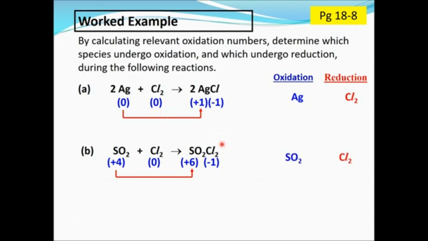The next example that we have is the case of sulfur dioxide and chlorine gas. So that change is from +4 to +6 for sulfur, and the chlorine is from 0 to -1, so that's the reduction that occurs.